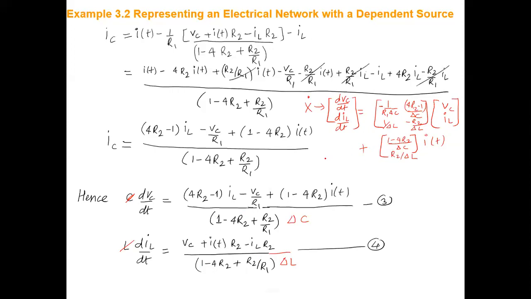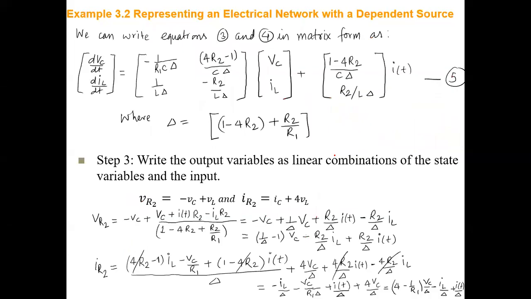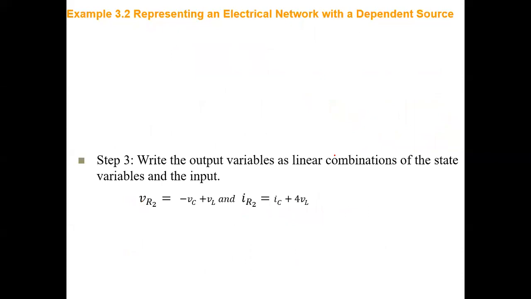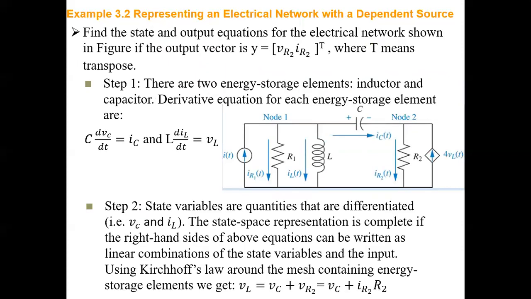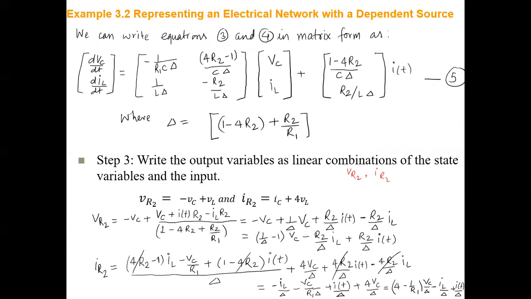So, am I good to go? Next page? Yeah, I think I'm good. All right, so now step three is to do the output variables. So output variables are VR2 and IR2. How do I know? It's given in the question. Let me take you back to the question here. So this is my output variable. See that? These are the output variables, okay? So that's what I need to figure out now.